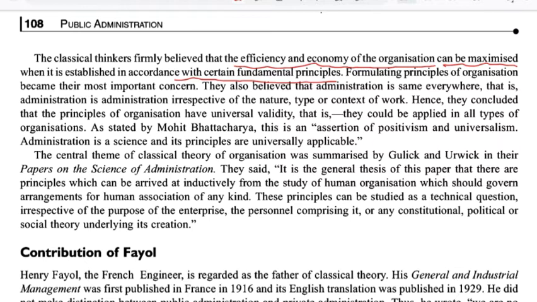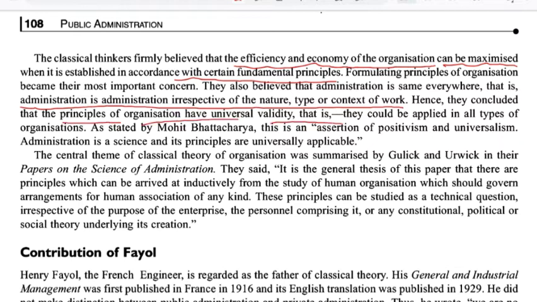They also believe that administration is the same everywhere, irrespective of its nature, type and context of work. Hence they concluded that administration is administration, and that the principles of organization have universal validity.